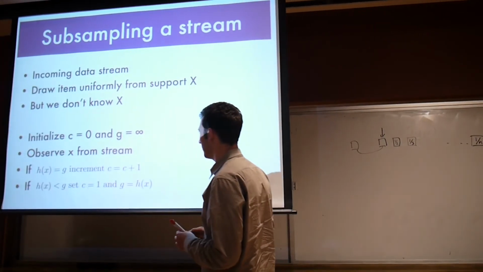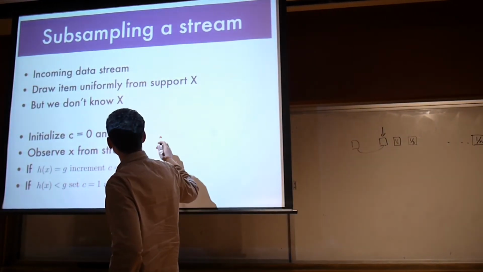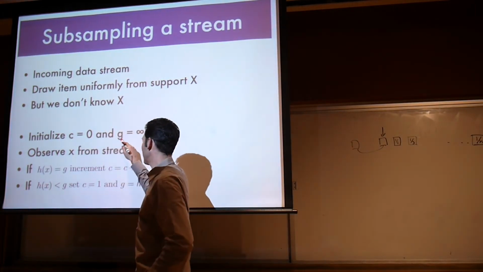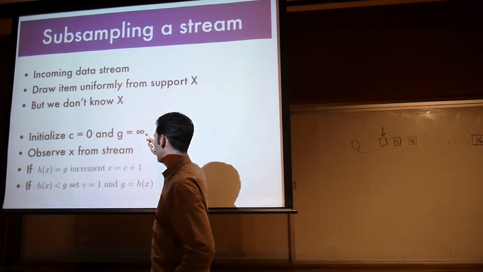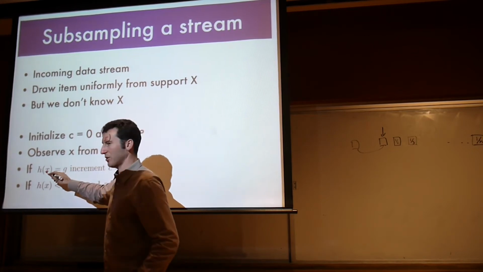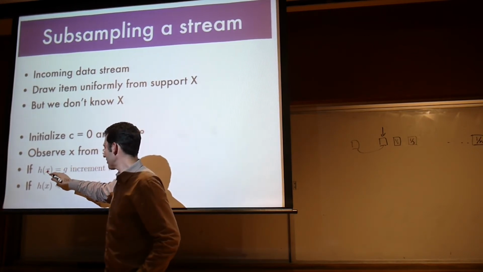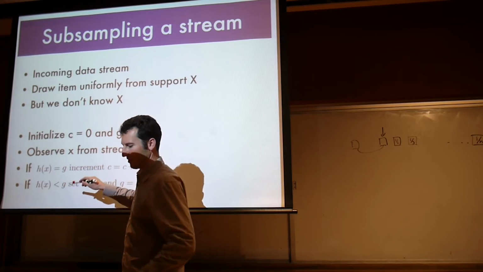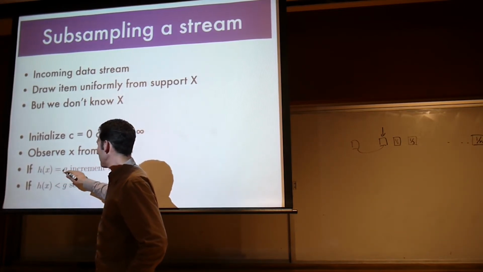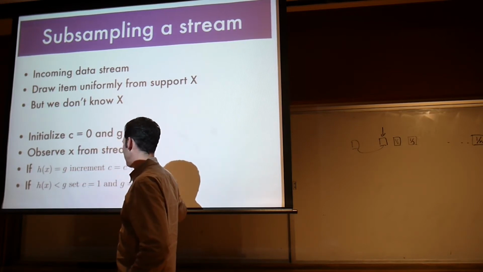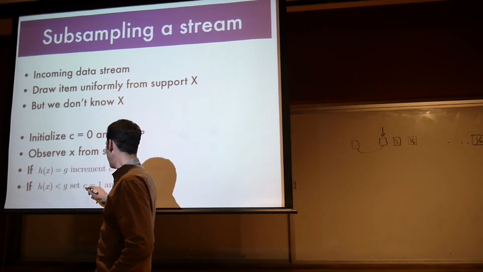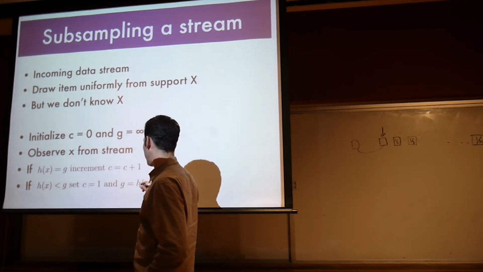It's actually very beautiful. So I go and initialize my counter with 0 and some auxiliary variable g to be infinity. Then you go and observe some x from the stream, and I compute the hash. If the hash of the symbol, and I'm assuming I'm not getting any collisions, so I'm just ignoring that entirely, if the hash of x equals g, I increment the counter. If hash of x is less than g, I reset the counter to 1 and set g to be hash of x.